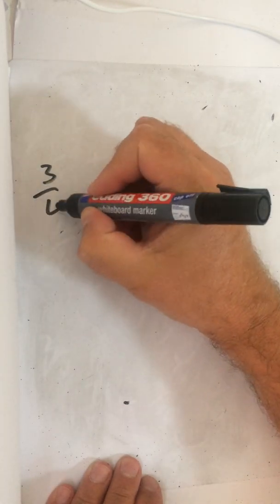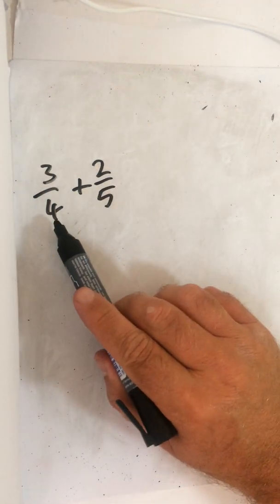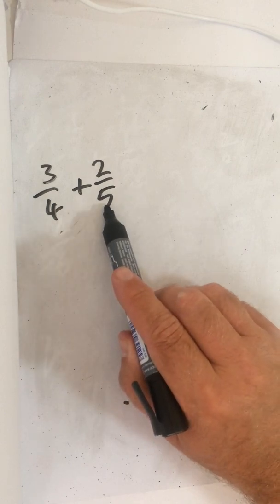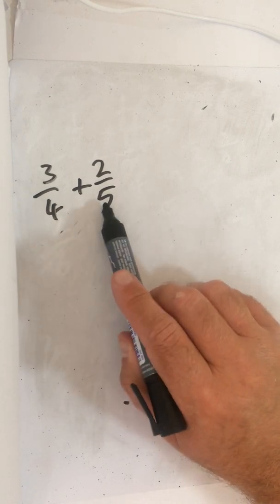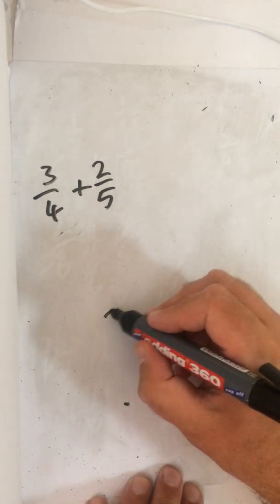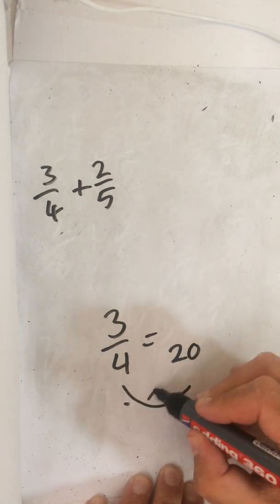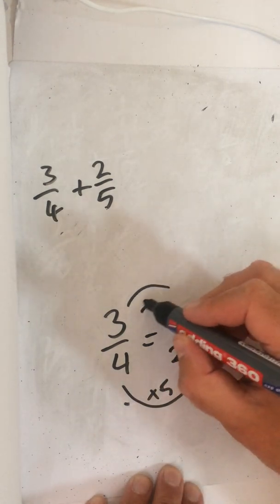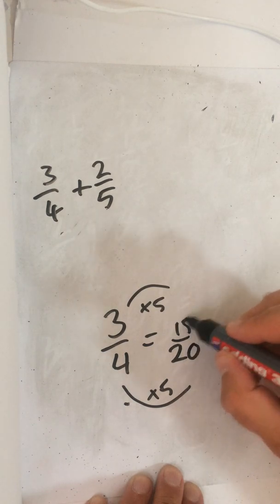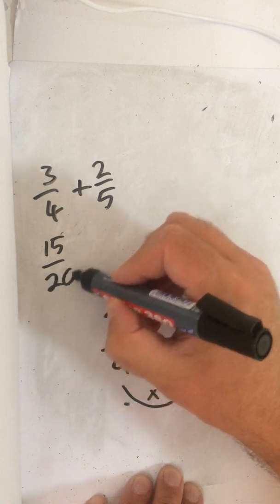Let's do another one. So we could have 3/4 plus 2/5. I can see the smaller denominator will not go into the biggest, so I have to find a common denominator. I'm just going to multiply them together. 4 times 5 is 20, so I'm going to use equivalent fractions to 20. How am I going from there to there? I'm timesing by 5, timesing by 5, so it's 15/20. So 3/4, the equivalent fraction is 15/20.